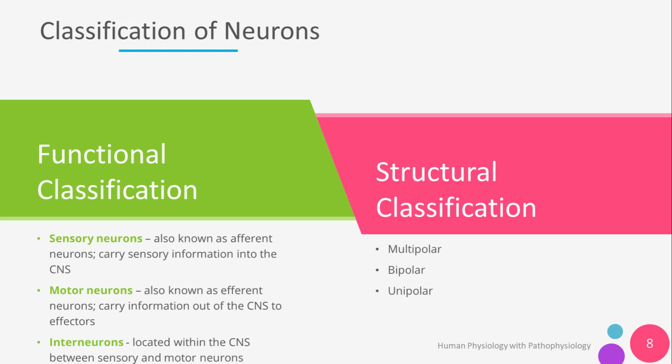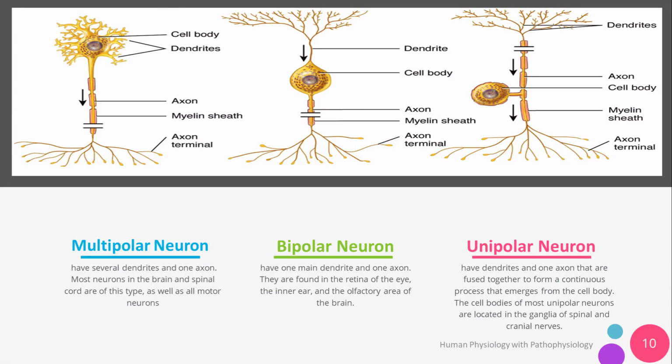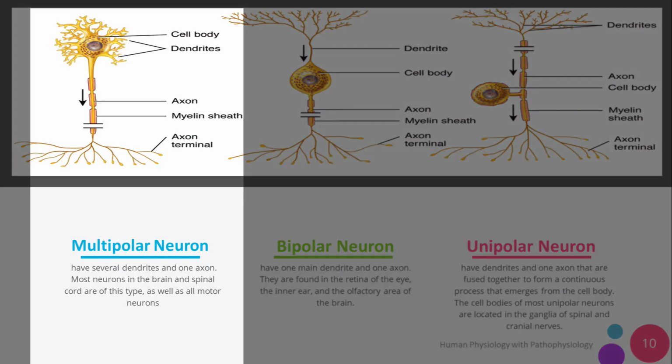Neurons can also be classified based on their structure. A multipolar neuron has one long axon and several dendrites, and they are common in the CNS. All motor neurons that control the skeletal muscles are multipolar neurons.